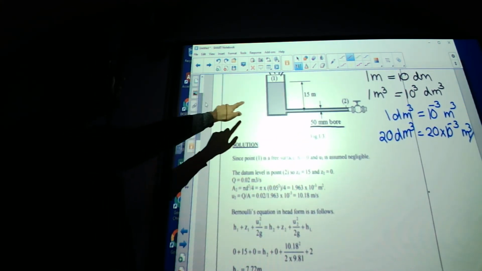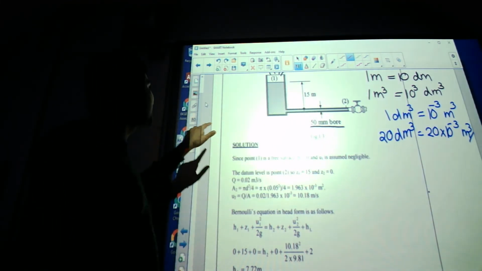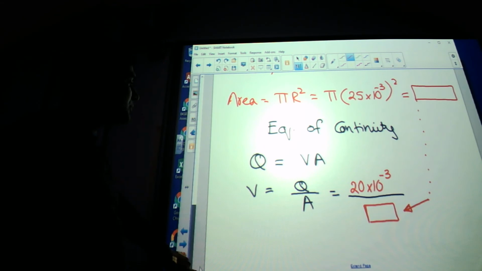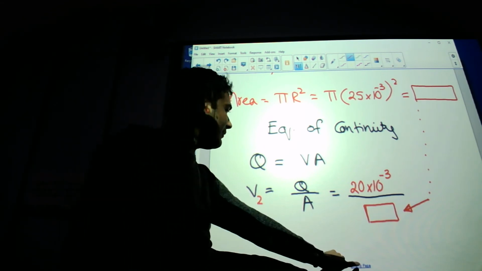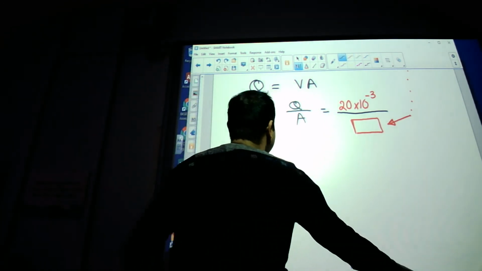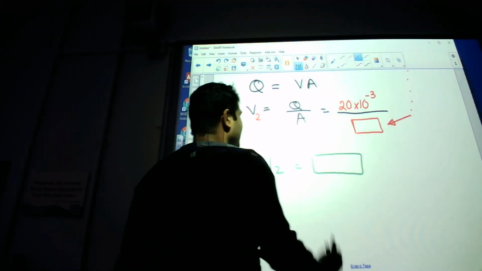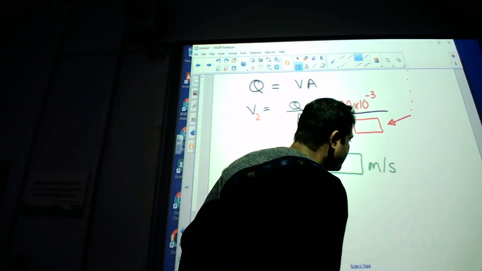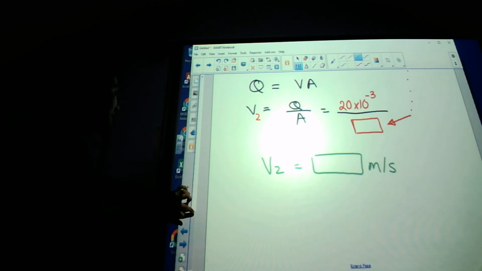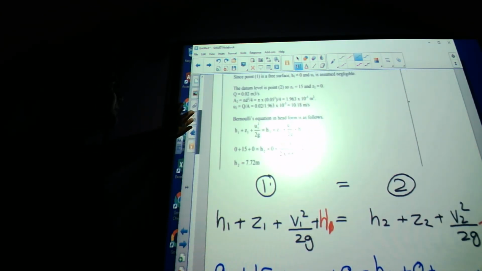Now I have used the second position, not the first one. So this is going to be my V2, and it will give me an answer in meters per second. Okay, done. So I have this one. Now what about the V1? What about the V1?